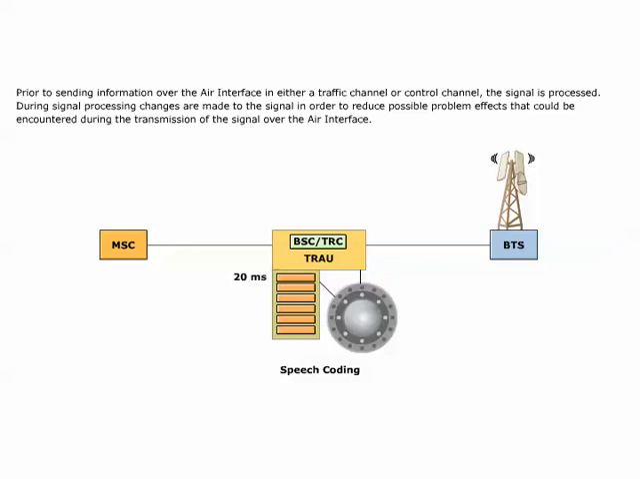The Transcoding and Rate Adaptation Unit, TRAU, in the TRC, or BSC-TRC, divides the PCM-coded speech into segments of 20 milliseconds. These 20 millisecond speech segments are then fed into the speech coder. The speech coder will analyze the segments and perform a reduction of the bit rate.